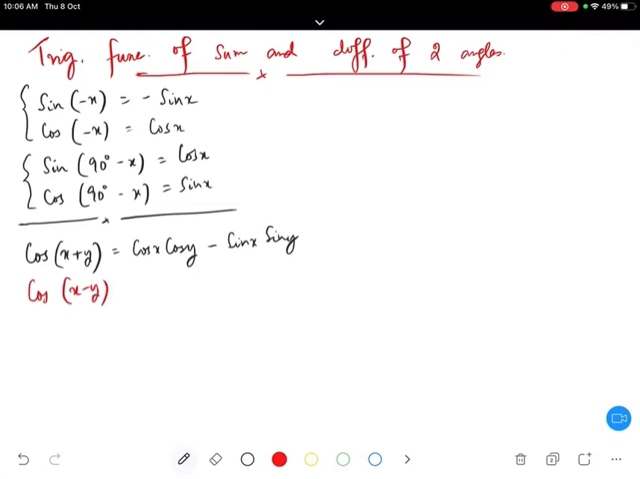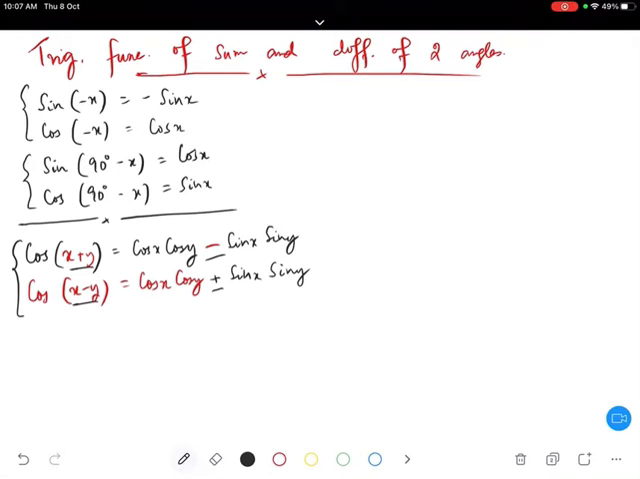What is cos x minus y? Here it's plus, right? So I get minus here. Cos x minus y will be cos x cos y plus sine x sine y. It will be the same thing, but the sign will be different. Here we see plus, so here it will be minus. Here we see minus, so here it will be plus. Clear? Opposite sign will be there. So these two formulas you have to remember.